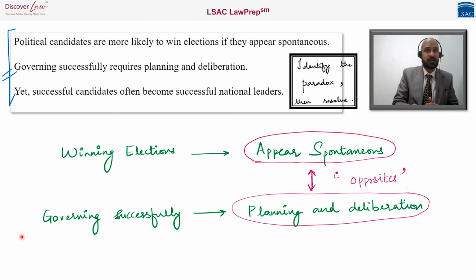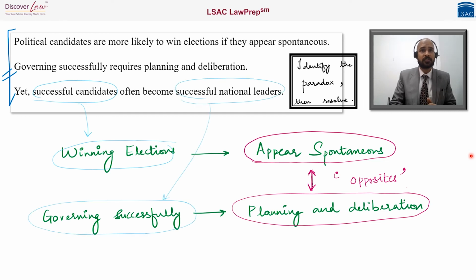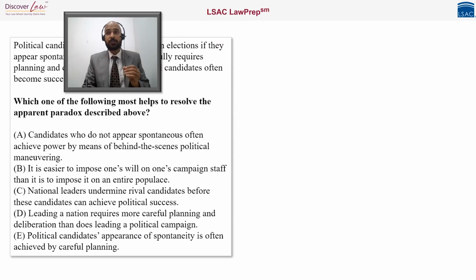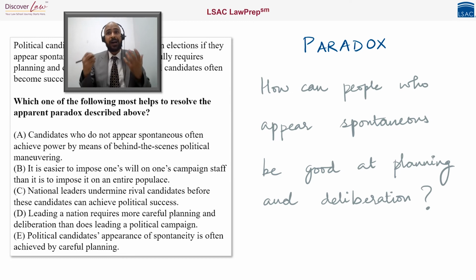Whereas when you look at this side of it, you can see that winning elections and governing successfully have been shown to be similar. There's some concurrence between these, which means that this is where the paradox lies: when you look at the right hand side, they are opposites. When you look at this side, they are concurring, and therefore there's the paradox. Let us see how we can resolve this. So the paradox is, how can people who appear spontaneous be good at planning and deliberation? That's the paradox.